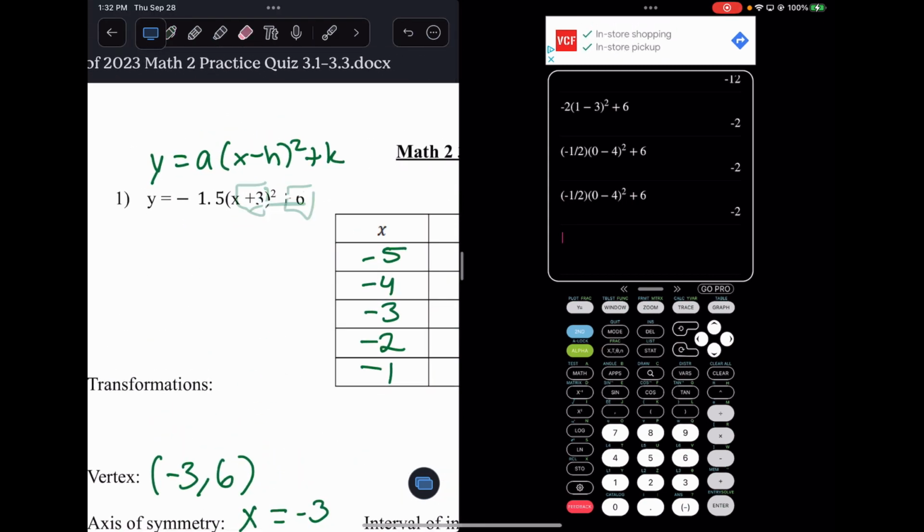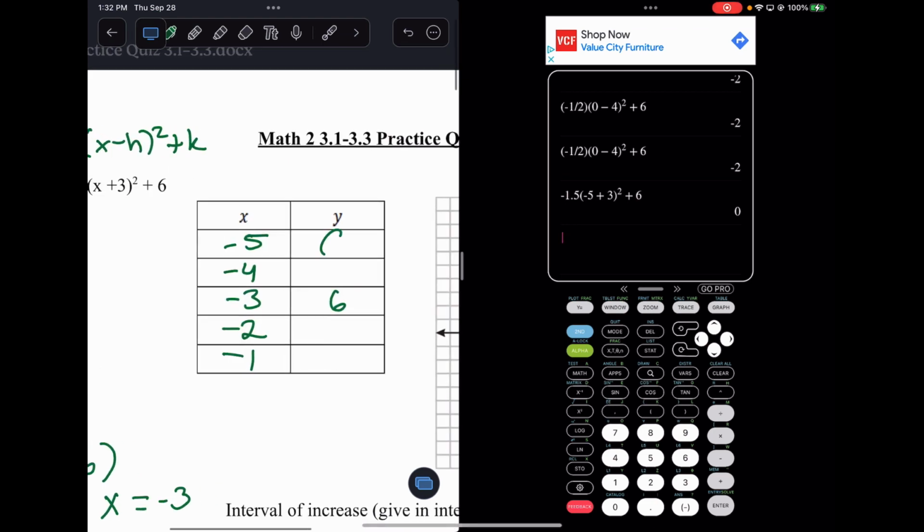Now, when you're trying to find your y values, and this is really important, no matter what function you are trying to get coordinates for, if you have x values, to find your y value, you plug it in. Okay, so first, let's plug in a negative 5. So when we do that, we're going to do negative 1.5, open parentheses, negative 5 plus 3, close parentheses, squared, plus 6. All right, and so I end up with 0. So that's my output for negative 5.